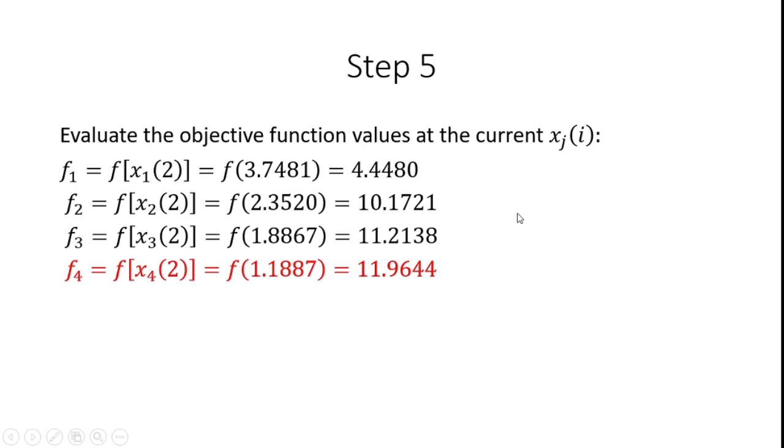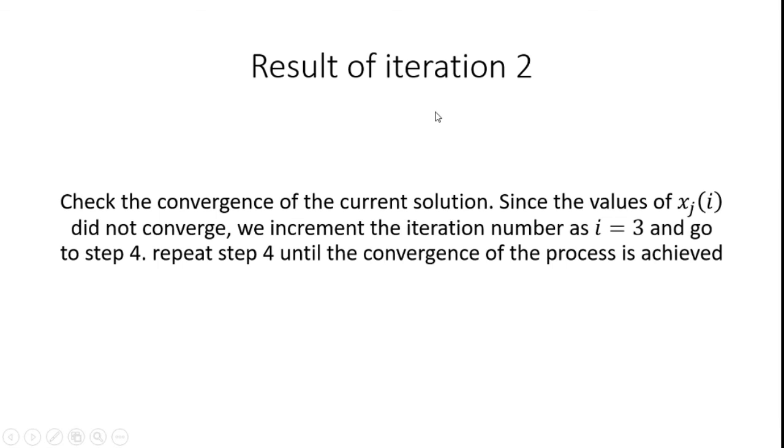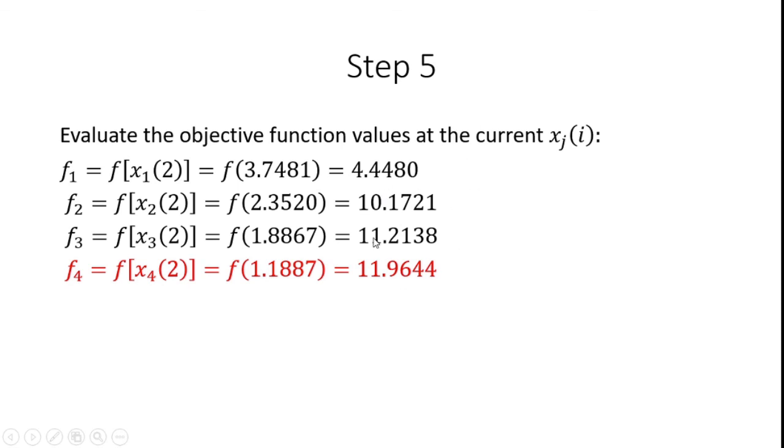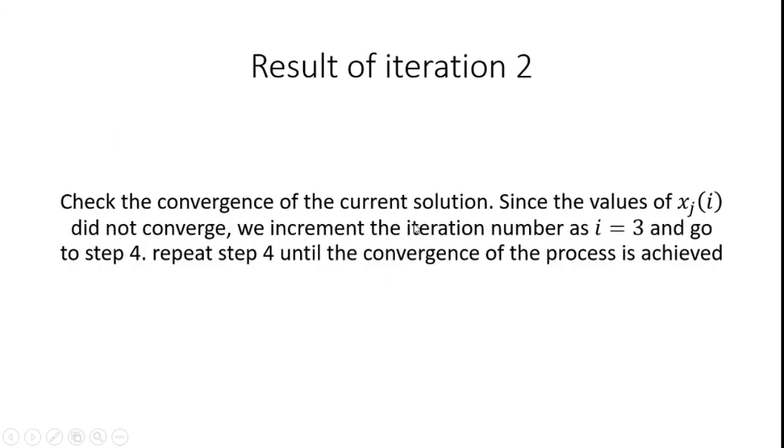Now you are aware of how we identify the next neighborhood points. Result of iteration 2: check the convergence of the current solution. Since the values of xji did not converge, and here also the objective function values did not converge with each other, we go for the next iteration, which is I equal to 3, and again utilize the step 4 concept. Until we get convergence, we follow the same step 4 for further iterations.